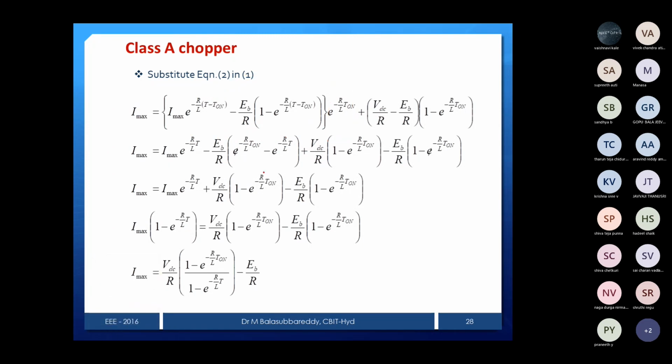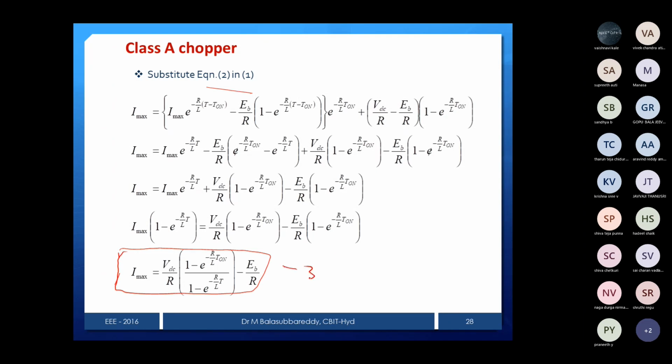And then similarly you can see e power minus r by L into t on, and on this side if I multiply inside this, what will happen? Minus gets plus, and this minus term and this plus term will get cancelled out. So like that, I simplified that. Finally we got I max is equal to this expression. So we got one expression by substituting equation 2 in equation 1. I got I max is equal to this one.